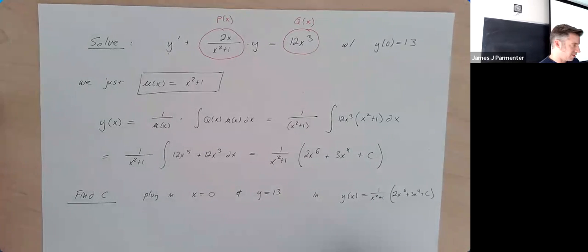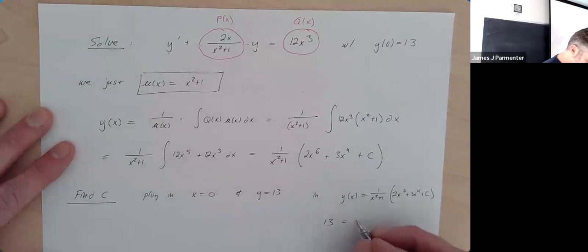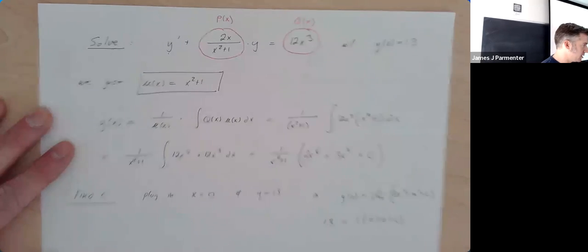Luckily, it's an x equals 0, so pretty much everything's just going to go away, and you're going to have, let's see, y is 13 equal to 1 over 0 plus 1 times 0 plus 0 plus c. Okay, well, that was easy. C is 13.